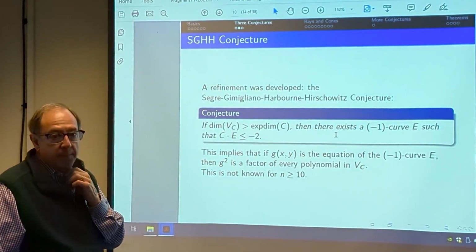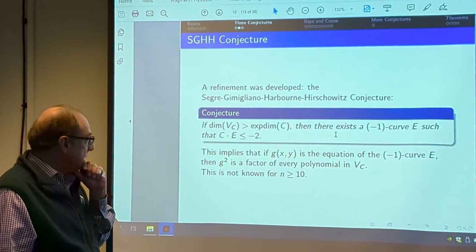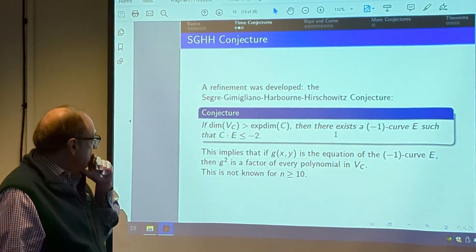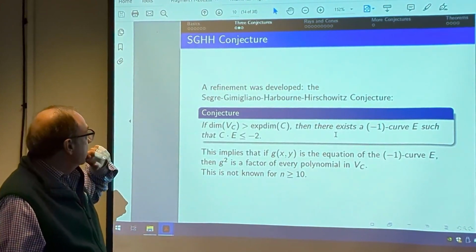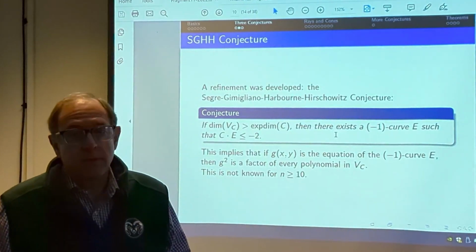Does this imply the Segre? Yes. They're closely related. This is a little stronger than the Segre conjecture. Both Segre and SGHH are known for nine or fewer points. You don't have so many points.